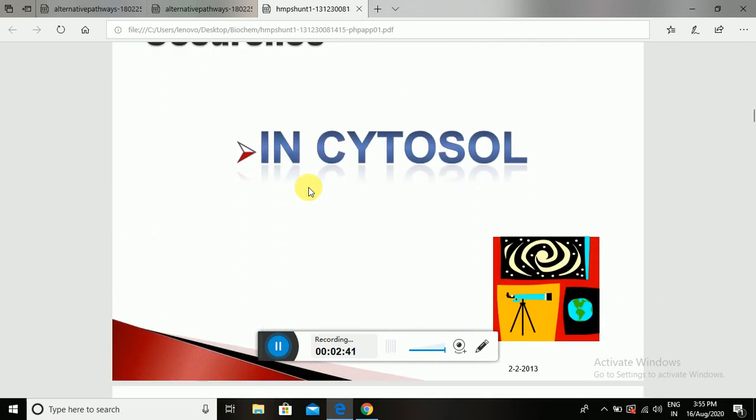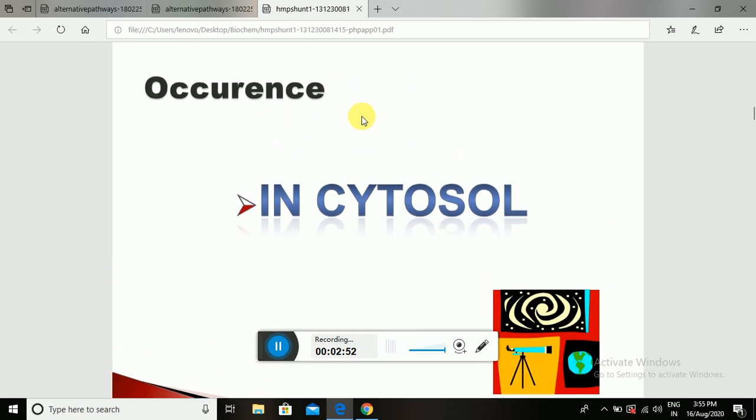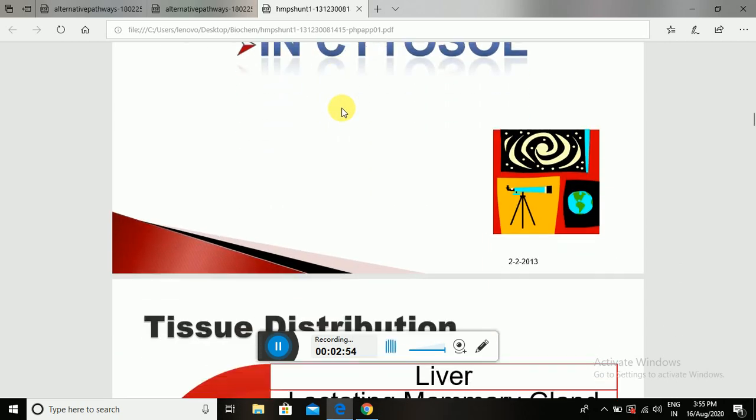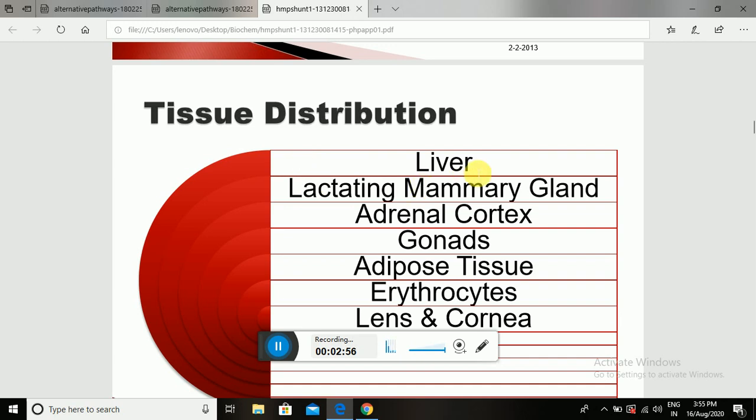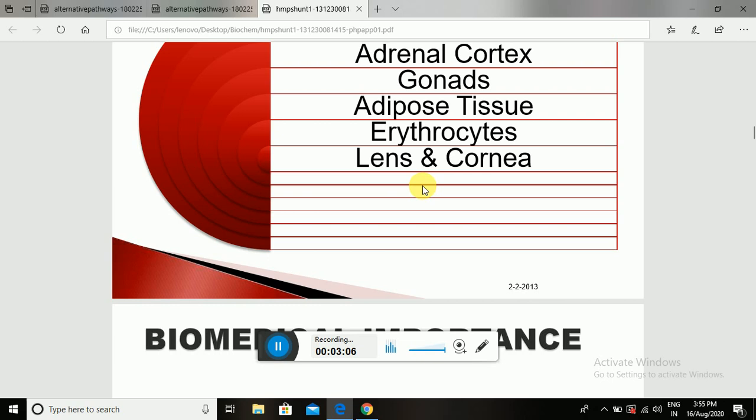It occurs in the cytosol or cytoplasm of each and every bacterial cell. It is not only carried out in bacteria, it is also carried out in human and animal cells. Its distribution includes the liver, lactating mammary glands, adrenal cortex, gonads, adipose tissue, erythrocytes, lens, and cornea. These are the different locations where this pathway is carried out.